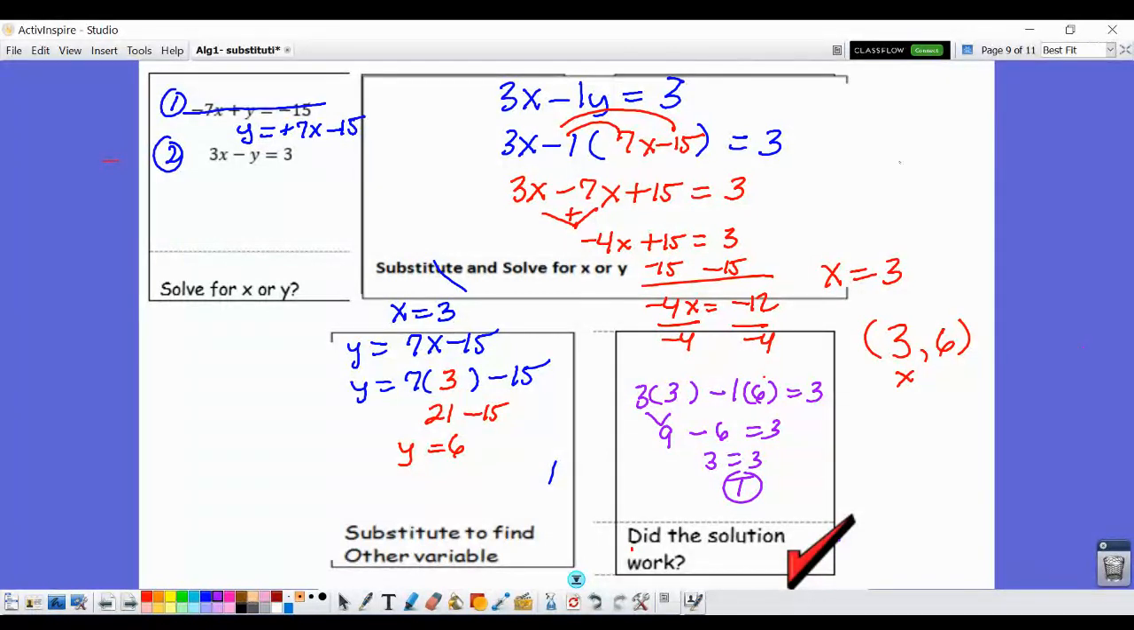The second equation, y equals 7x minus 15. I put in a 6. I put in a 7 times 3. I already know that that is 21 minus 15, so 6 equals 6. And there's always one of the equations that's easier to solve than the other because you use that in the problem as part of the substitution to find the equation.